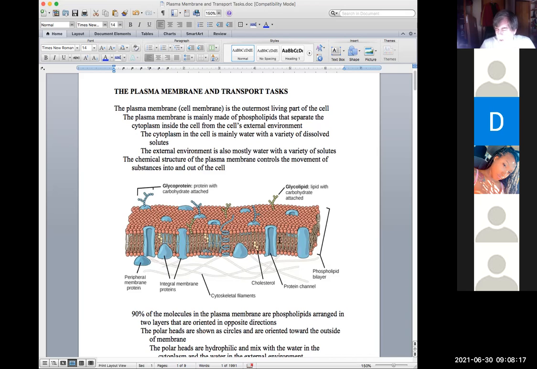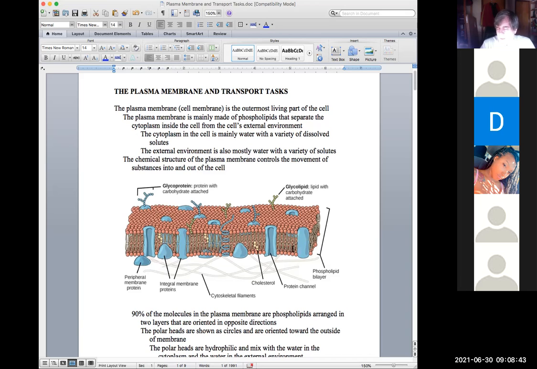Notice that all the nonpolar hydrophobic tails are in the middle of the plasma membrane's thickness. So the very outer part is polar to mix with the water in the outer environment. The very inner part is polar to mix with the water in the cytoplasm. Most of the thickness of the membrane is nonpolar and hydrophobic.